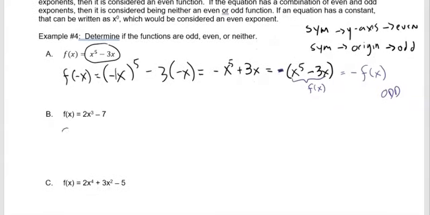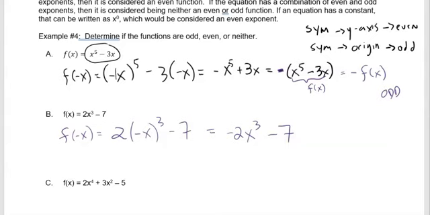How about this guy? Do the same thing. Is this going to be odd? My guess is it's odd because of an odd power. So we know this is going to be, right, the same thing happens, negative 2x cubed. But look, we get a minus 7. That kind of messes up the symmetry there, or the odd property. If I factor out a negative, I get 2x cubed plus 7, which is not negative f of x, right? Because f of x should be 2x cubed minus 7. So that guy's neither.